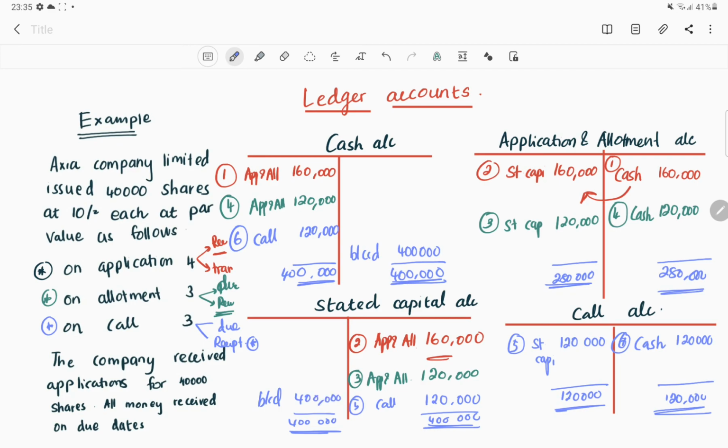So when you look at the ledger accounts, you can see that the application and allotment account and the call account are completely closed, and the final double entry exists between the cash book and stated capital. So the investors would bring 400,000 by cash to the business, and that cash is considered as the stated capital or owner's equity in the books of accounts.